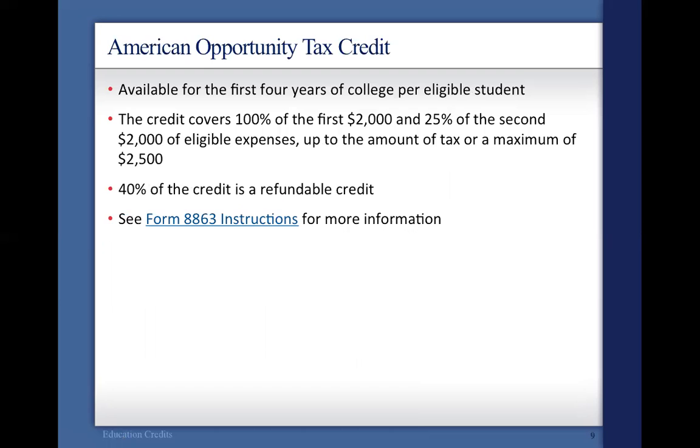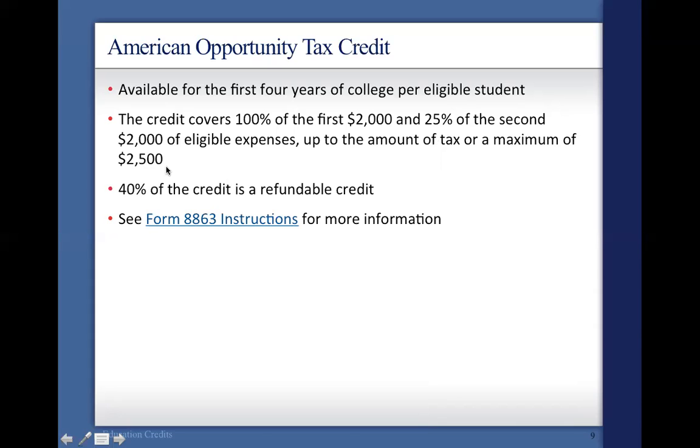So again, the American Opportunity Credit covers the first 4 years of college per eligible student. Most likely your parents are taking that. We're going to cover this on the Form 8863. It says the credit covers 100% of the first $2,000 and 25% of the second $2,000 of eligible expenses up to the amount of tax or a maximum of, this is a maximum of $2,500.